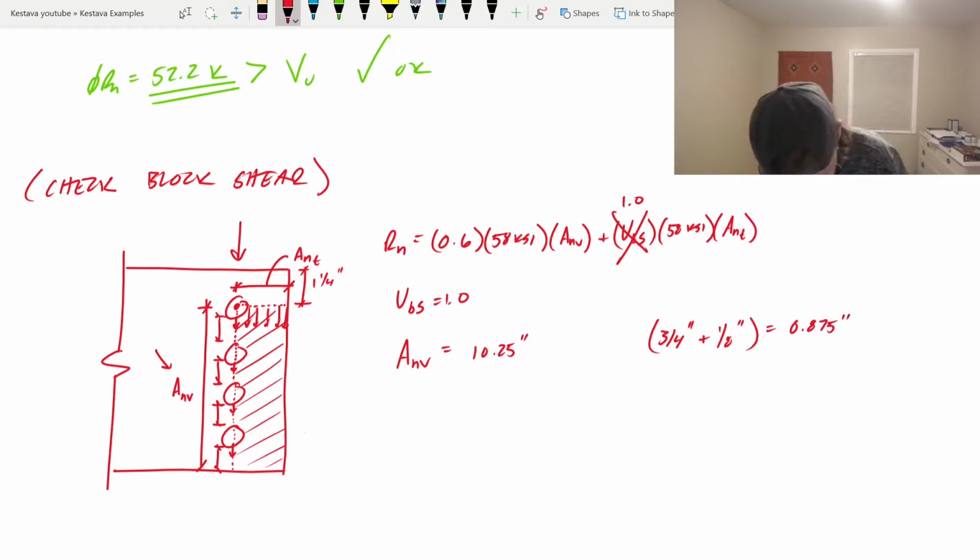Well, we're already at the center point here at the top, so we need to subtract half of that. So minus 0.875 divided by 2 is 0.4375 inches. That gets us to the bottom of the first hole. And what you can do is just say each half hole is 0.4375 inches.